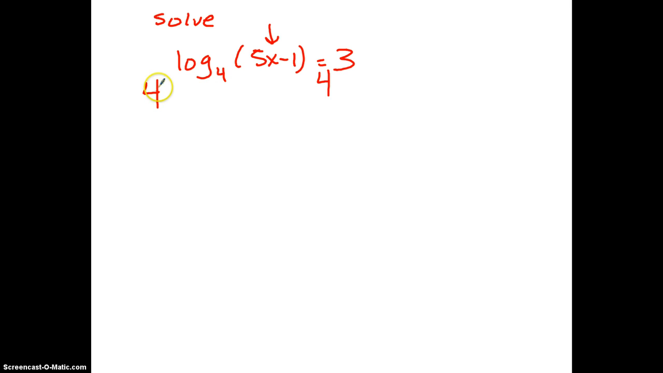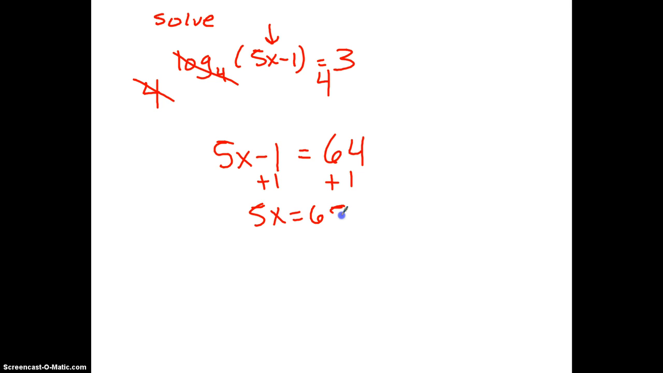So 4 raised to the log base 4, these cancel out. I'm left with 5x minus 1 equals 4 cubed, which is 64. Add 1 to both sides, you get 5x equals 65. Divide both sides by 5, and you get x equals 13.